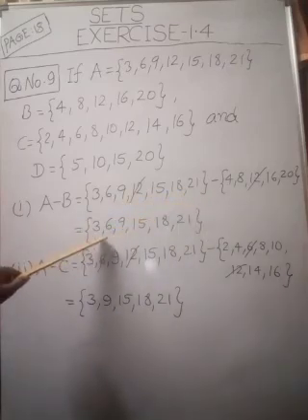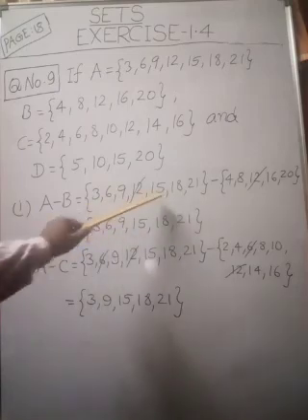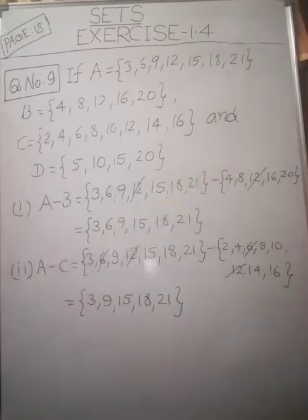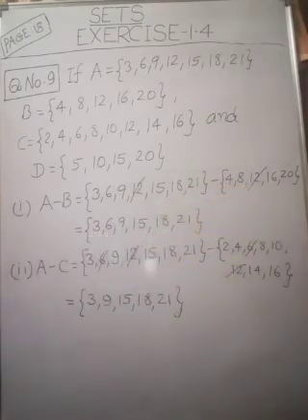So here, observe, I wrote the same elements 3, 6, 9, 15, 18, 21. But we should not touch the elements which are left in the second set after cancellation. We should not consider them. Understood, my dear children? Right.